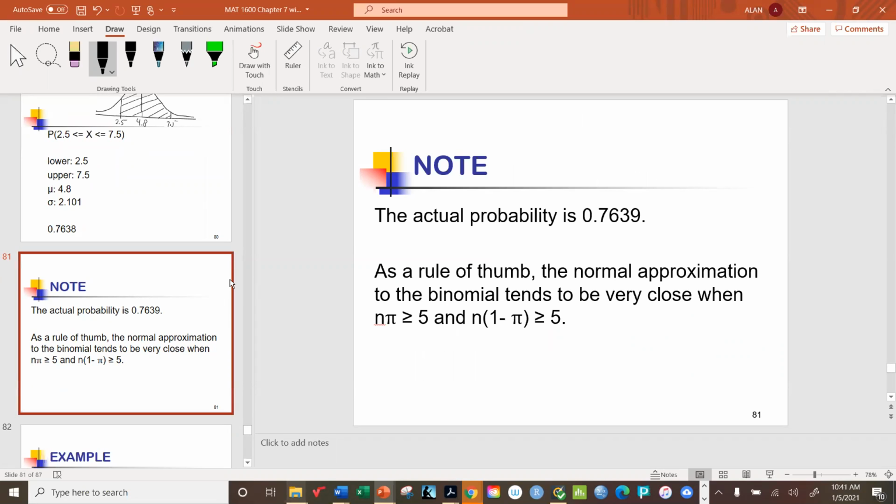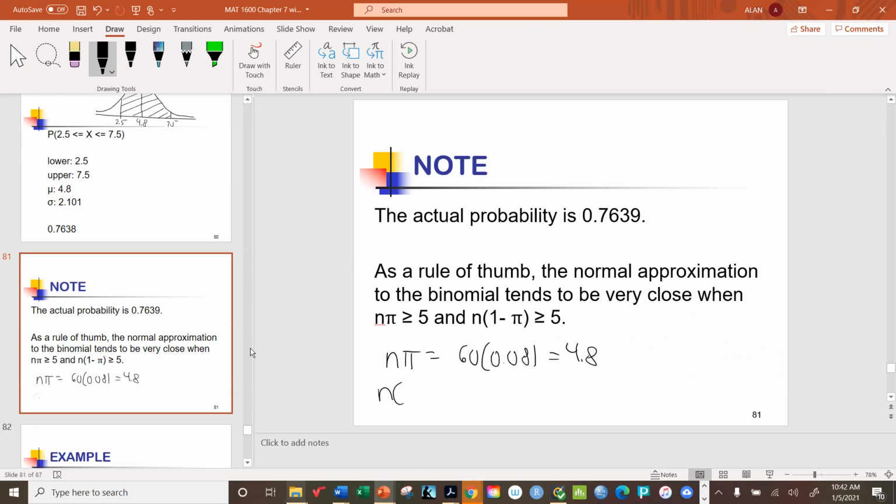Now, in general, the approximation doesn't always work out well. We have to be careful when we use this thing. If the expected value or the mean, n times pi, is at least 5, and n times 1 minus pi is also at least 5, that is going to give us a pretty good approximation. Now, in our case, n times pi was actually only 4.8. But that's awfully close. I think you'll agree.